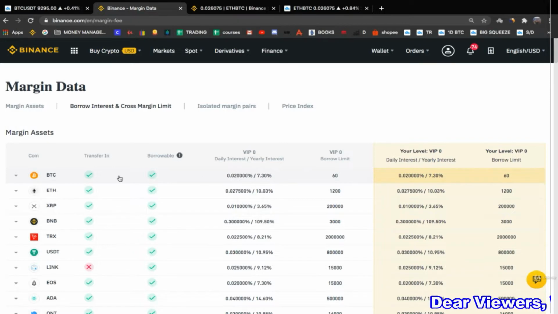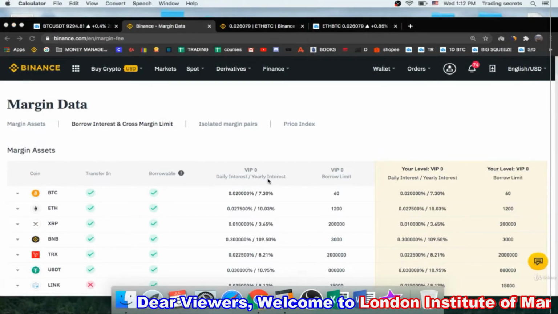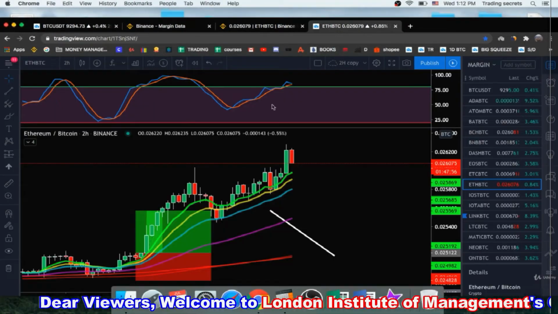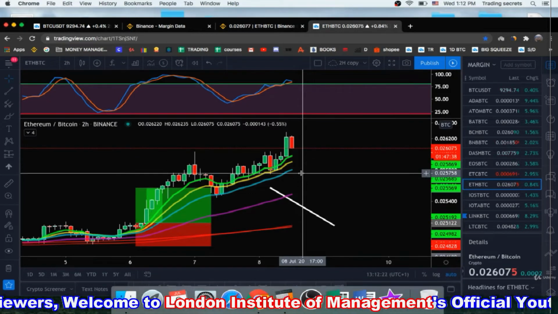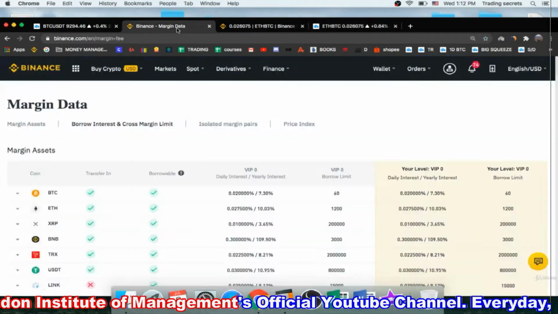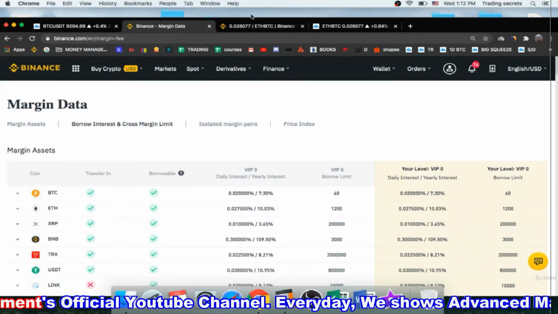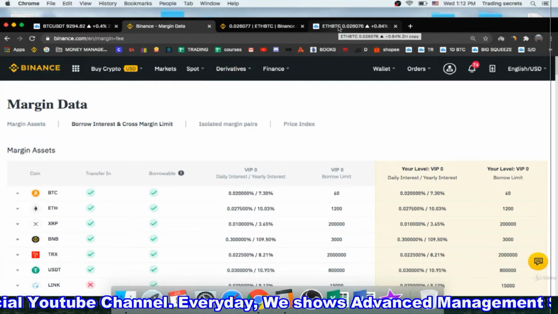You are borrowing Bitcoin. The example that I gave you, I can show you how to calculate it easier. Let's say the position that you have to enter is Ethereum Bitcoin, and the position is $1,000. To calculate this, basically you have to borrow Bitcoin for $1,000 to enter this position, Ethereum against Bitcoin.